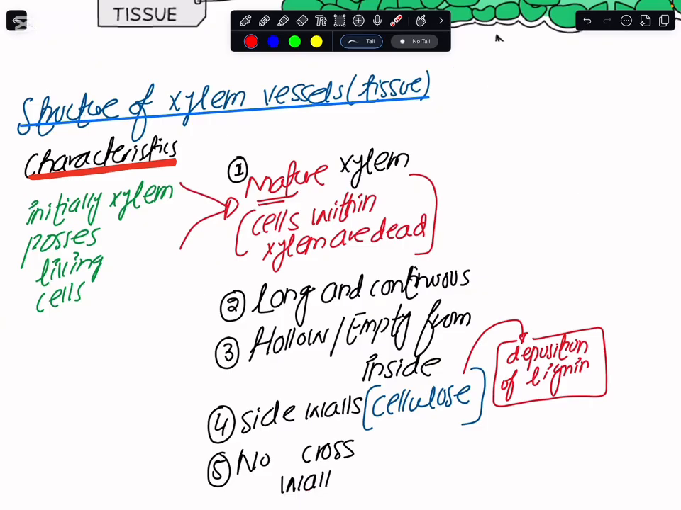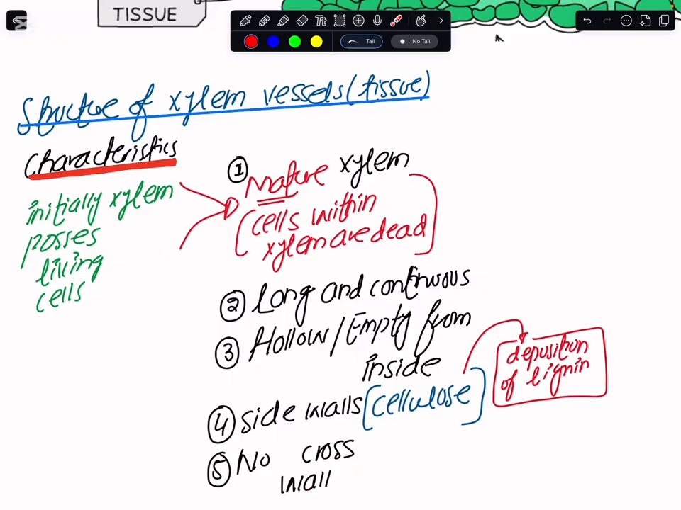For the xylem, the first thing to consider is that these are tissues, not cells. Initially, when the xylem vessels in the plants are developing, they have some living cells in them. But later, when the xylem becomes mature, the cells become dead. This means they lose the nucleus, the cell membrane and all of the contents. These xylem vessels are long and continuous. Why do they have to be long? So that they can carry the water over long distances.